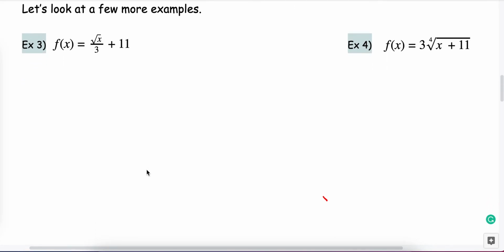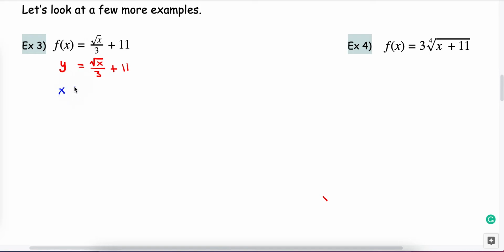Again, our 4 steps. The first step here is we are going to change this f of x to y. So we have y equals, in this case, the root of x over 3 plus 11, right? Now we're going to change our 2 variables, so now we get x equals the square root of y over 3 plus 11, right? So make sure that you're undoing everything, using the inverse operations of everything else before you deal with this radical.